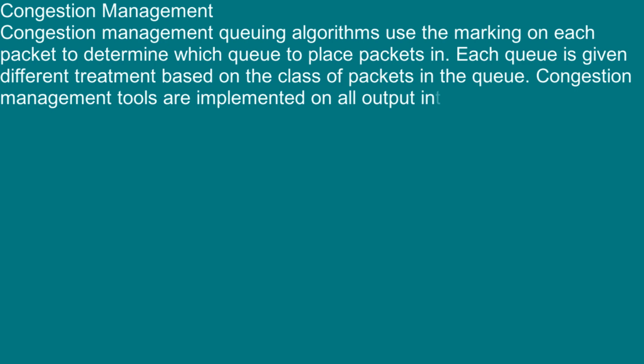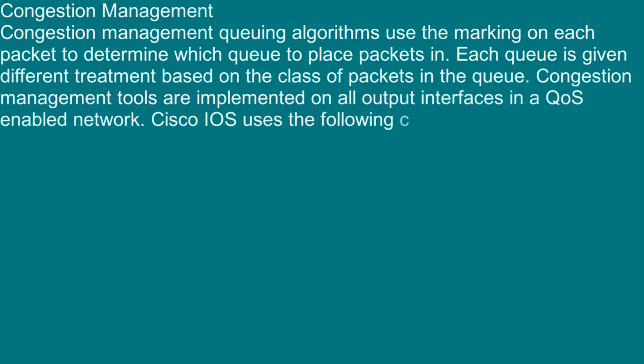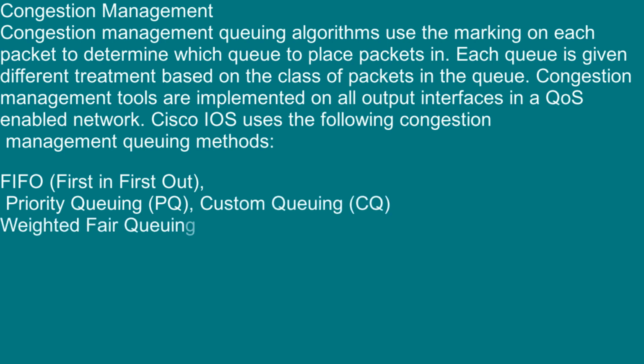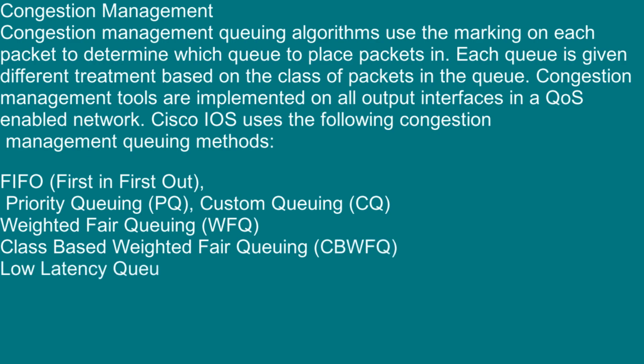Cisco IOS uses the following congestion management queuing methods: FIFO, first in first out; priority queuing, PQ; custom queuing, CQ; weighted fair queuing, WFQ; class-based weighted fair queuing, CBWFQ; low latency queuing, LLQ.